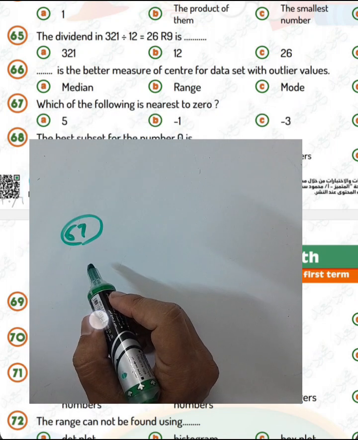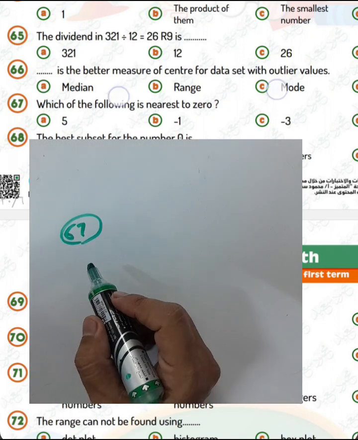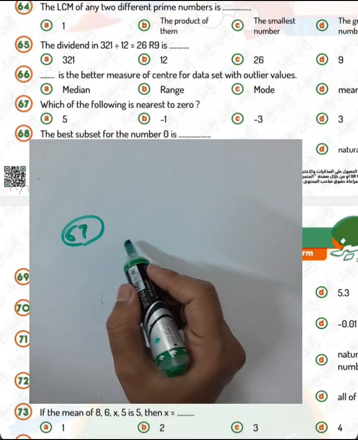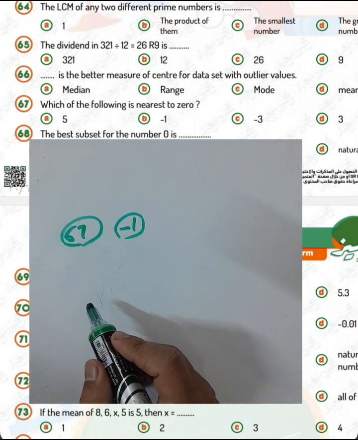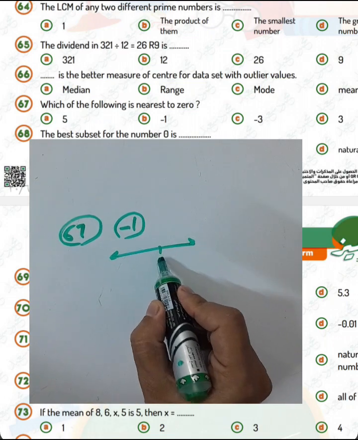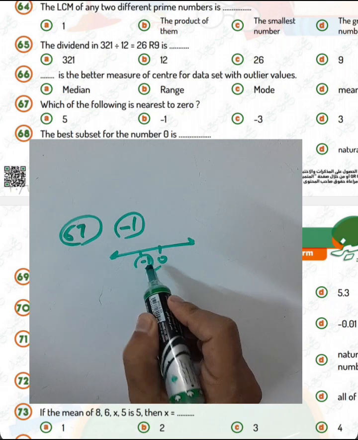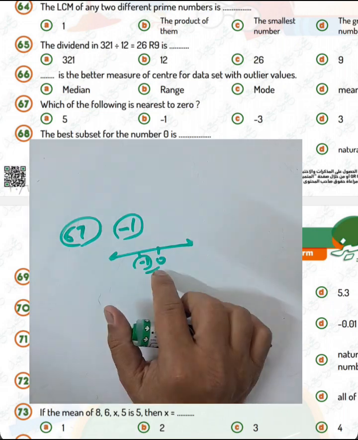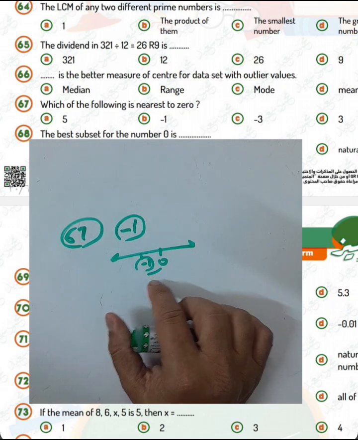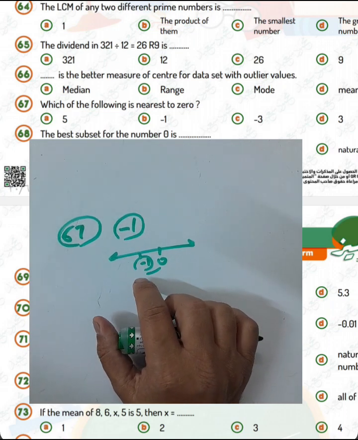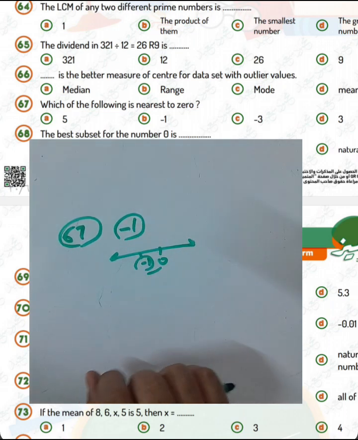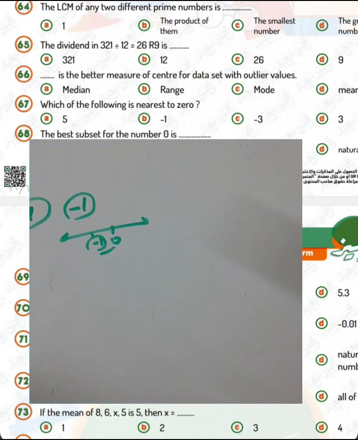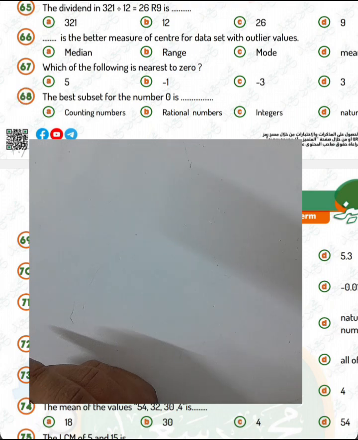Okay, question 67. Which of the following is nearest to 0? Nearest to 0 here will be what? It will be -1. Nearest to 0, we have on the number line here 0, -1. -1 is nearest to 0, because the difference between them will be 1. Okay, the distance, the absolute value, between -1 and 0, the distance between them will be what? It will be 1. Question 68.